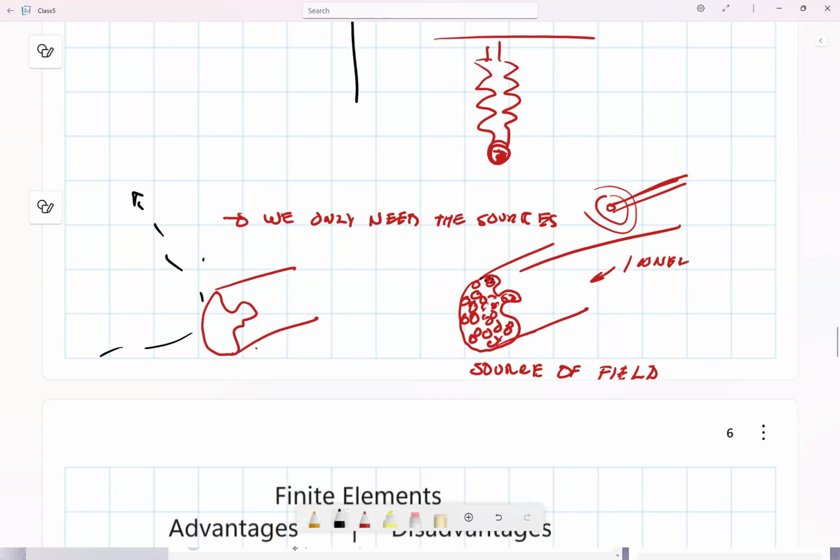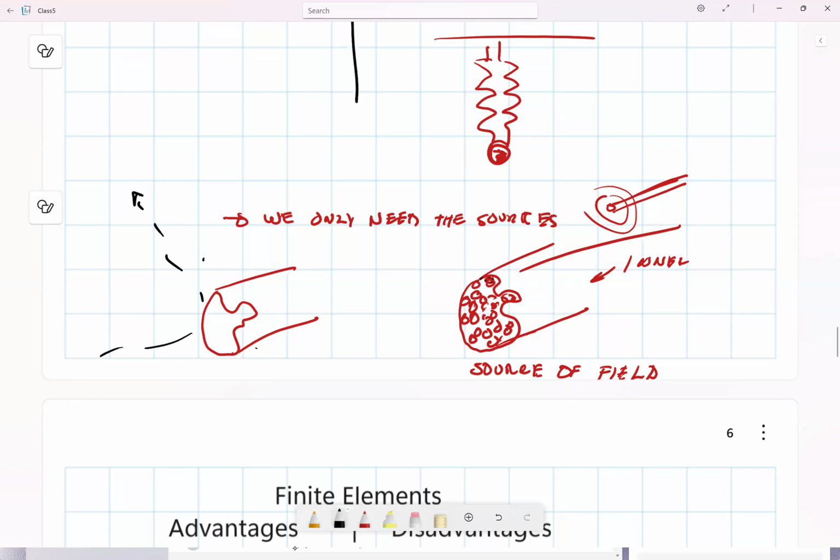So this is when you use it. The problem needs to be linear, and the domain that you want to solve is much larger in comparison to the source. That is the applicability of this. And there are commercial programs that do this.